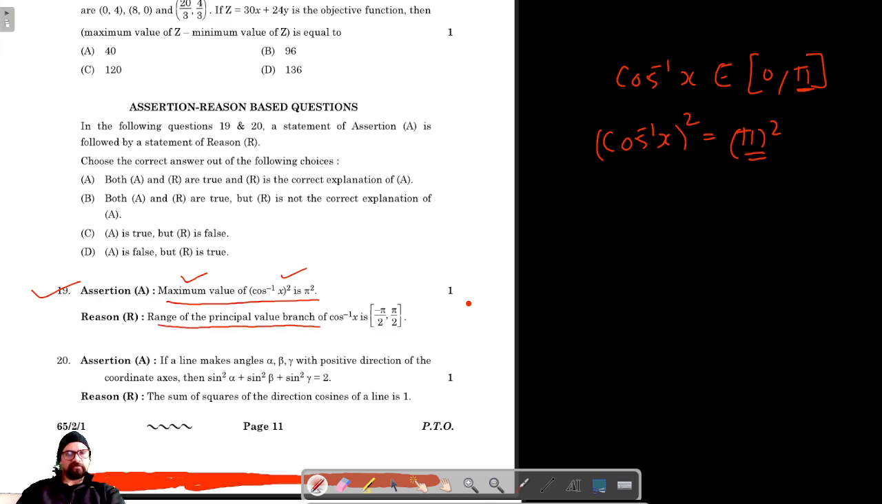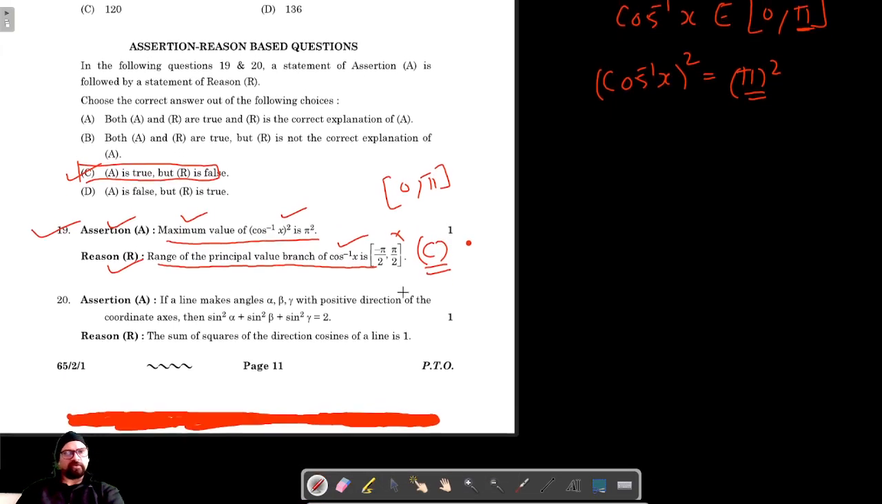Let's check the reason. The range of the principal value branch of cos inverse x is given as minus pi by 2, which is wrong because it's 0 to pi. So in this case, assertion is true and reason is false. Assertion is true, but R is false is the correct option. So you can mark it for C.